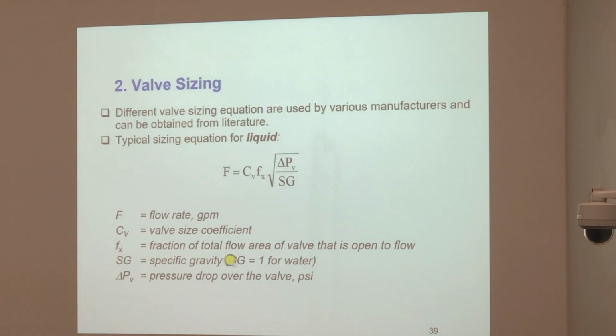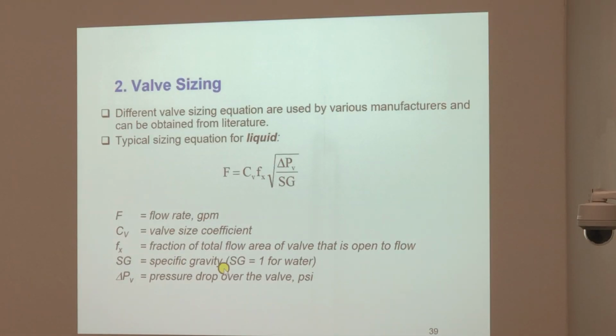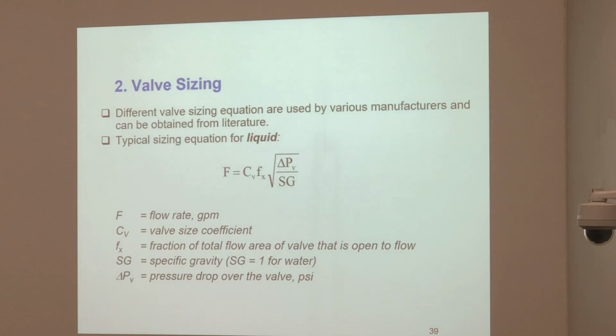Fx is the fraction of the total flow area that is open to flow. Sg is specific gravity. Delta P is the pressure drop over the valve, and please pay attention that the unit is psi. So if I give you bar, you should be able to convert into psi. 1 bar equal to how many psi? 14.7.